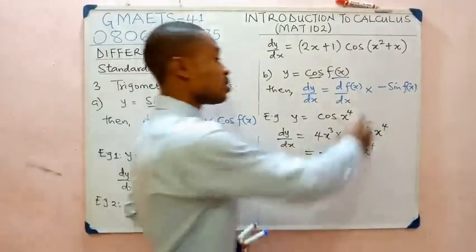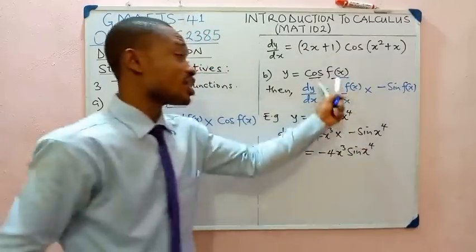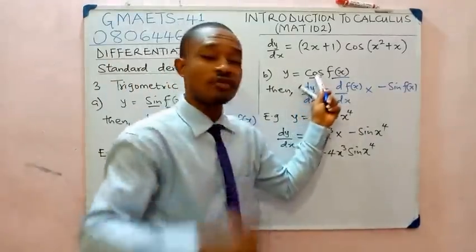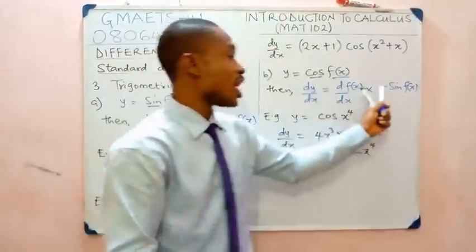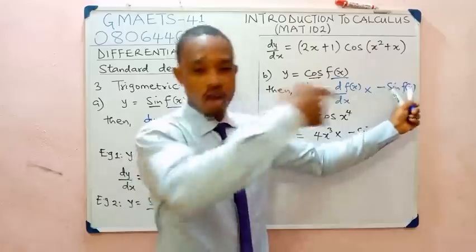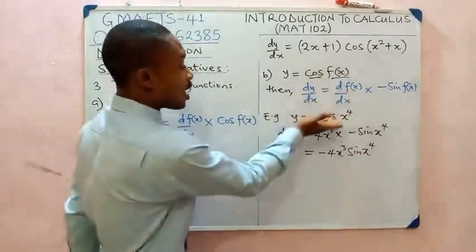All you have to do is, similarly, differentiate your f of x with respect to x, that is the minor function, then times the standard derivative of the major function cos. If you differentiate that, you get what? Minus sine of the original minor function. Now, look at an example here.